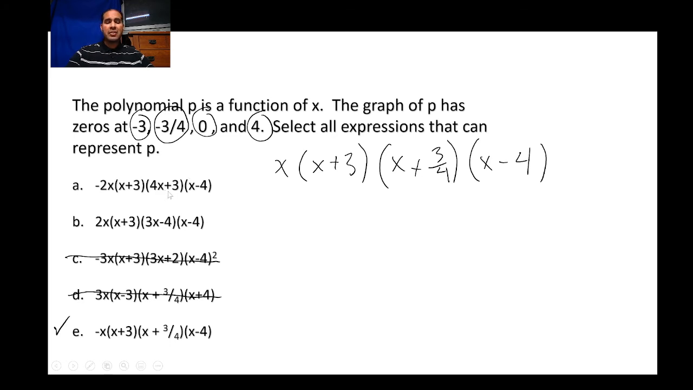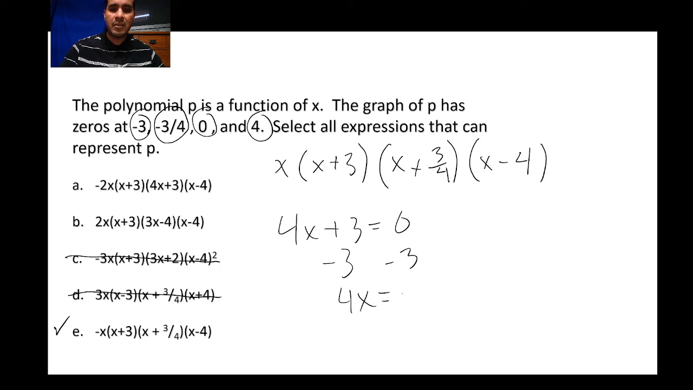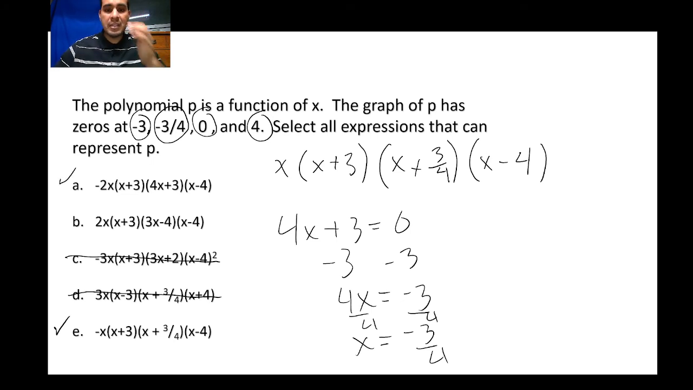So we're going to actually solve this part, the 4x plus 3. We're going to set it equal to 0 to see if that gives me that -3/4. Subtract 3 from both sides. We end up with 4x is equal to -3. And x is equal to -3/4 when we divide both sides by 4 here. So this one actually works as well, because when I solve for x, I actually get the -3/4, which was one of the zeros. So I'm going to go ahead and actually select A as well.